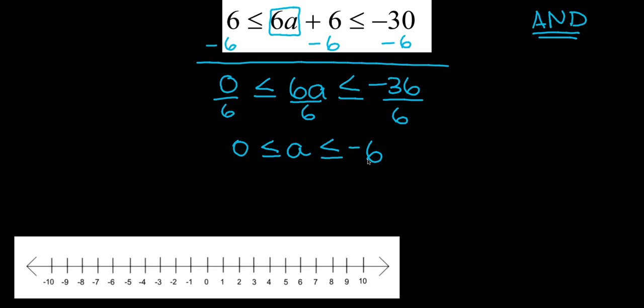And now let's think about how this could graph. So I'm going to start here. This says that a is less than or equal to negative 6. To be less than or equal to negative 6, I'd have to have a solid circle here, and I'd have to be going that direction. That's what less than or equal to negative 6 looks like.